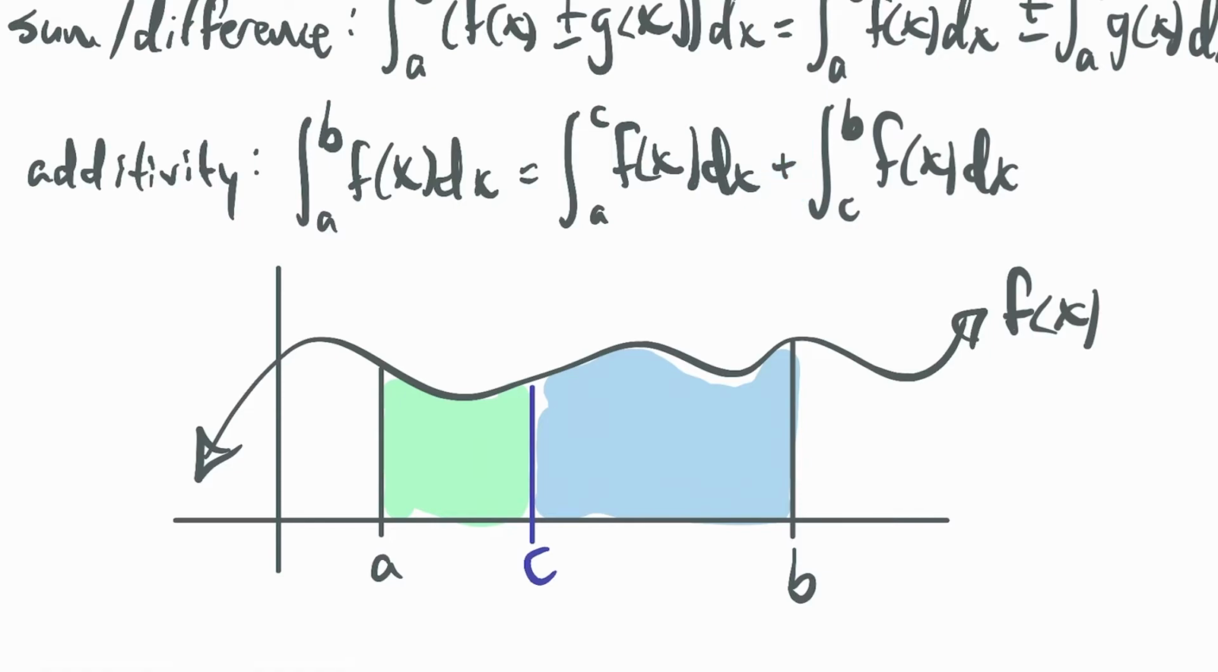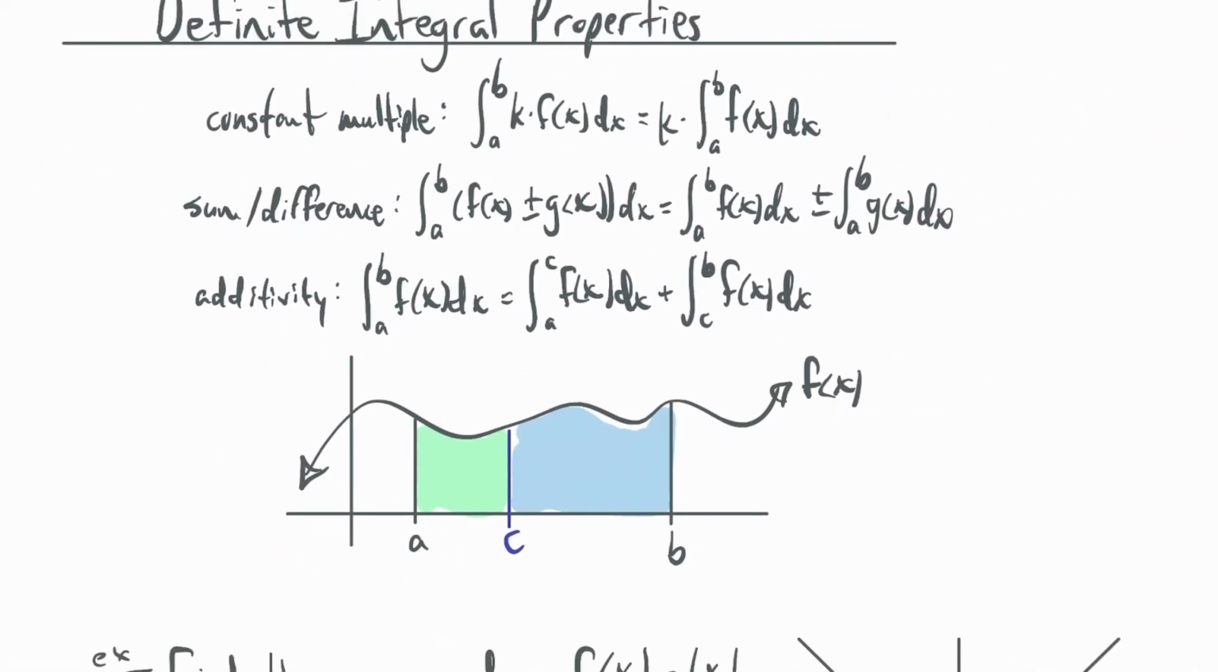Hopefully that's fairly obvious. Yeah, of course that works. If you take a region, cut it in two pieces, find the areas separately, add them together, you get the area of the whole thing. Hopefully that's pretty clear. Now, why would we want to do that?